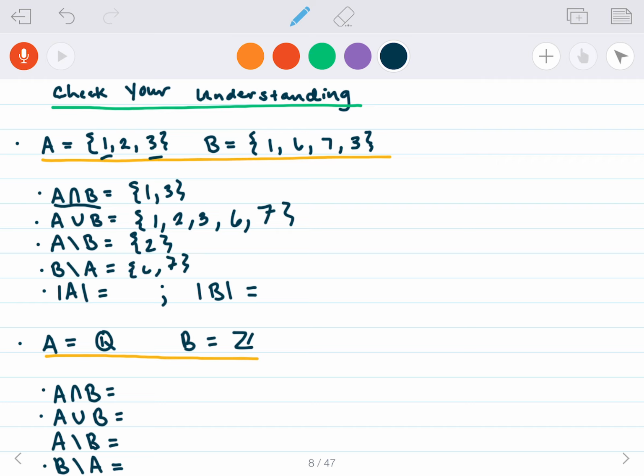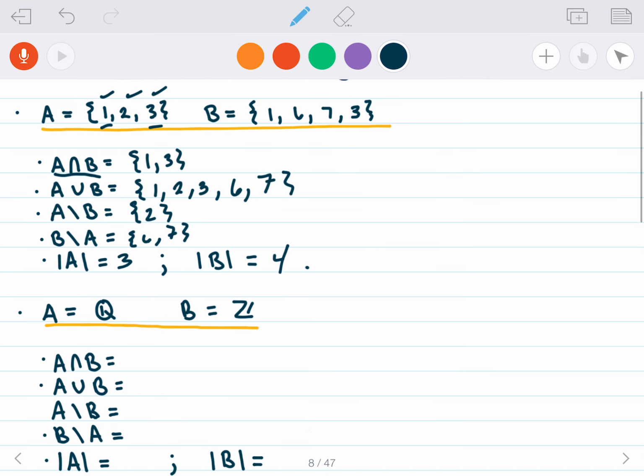Okay, cardinality of A, count the elements. 1, 2, 3. That's 3. Cardinality of B, 1, 2, 3, 4. Beautiful. Okay. All right, next example.